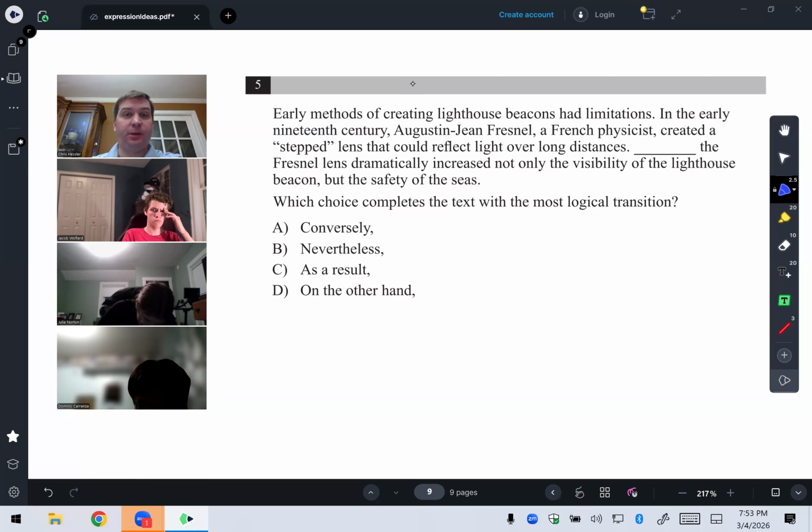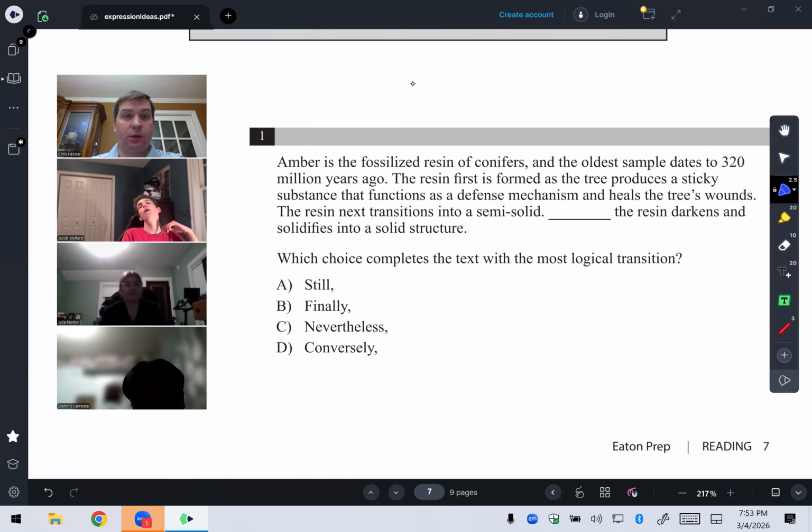All right, it's been about 5 minutes, so we'll go over these ones. All right, let's start with the first one. Just need to find the right transition.